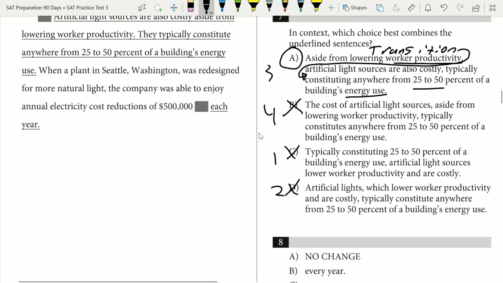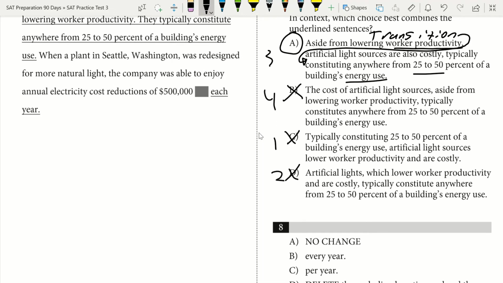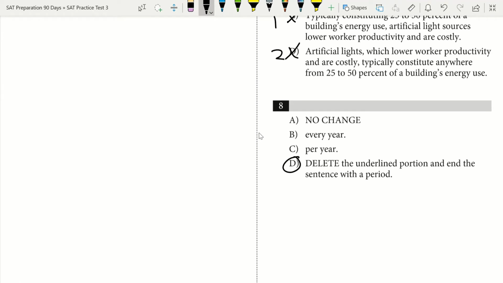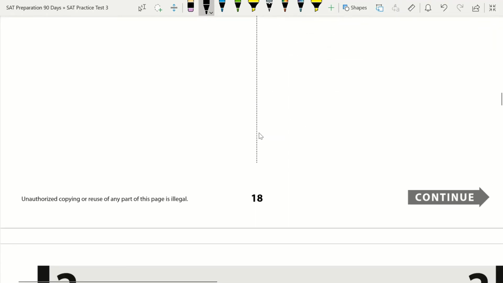All right, next up, we've got when a plant in Seattle, Washington was redesigned for more natural light, the company was able to enjoy annual electricity cost reductions of $5,000. Okay, we don't want to say each year because we already said annual, and that means the same thing. So we can go ahead and delete that underlined portion. So our answer there would be D. All right, so now we got question 9. So let's go down to question 9.